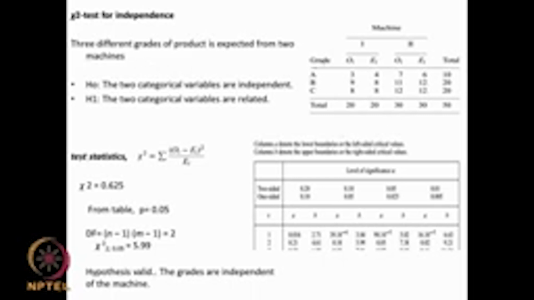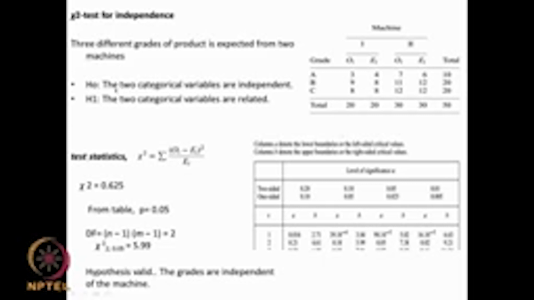So, let us look at a problem. 3 different grades of product are expected from 2 machines. There are 2 machines, 3 different grades of product. What is the H naught? The null hypothesis is that they are independent. Alternate is that these two are related with each other. We observe on machine 1 grade A 3, grade B 9, grade C 8, but expected is 4, 8, 8. Same thing on machine 2, we observed 7, 11, 12, but expected is 6, 12, 12.